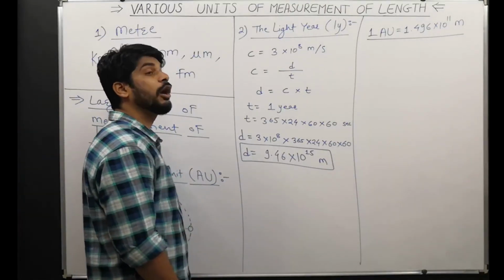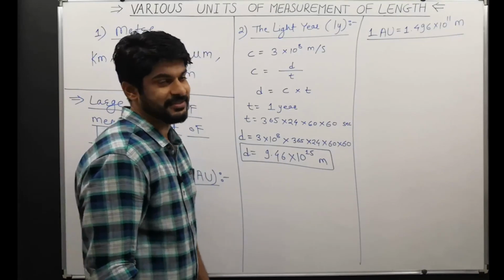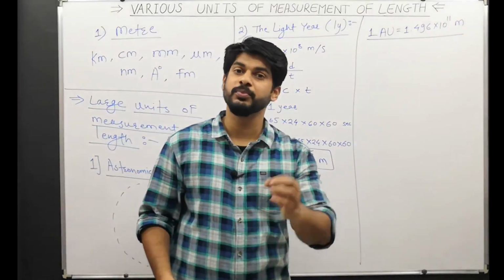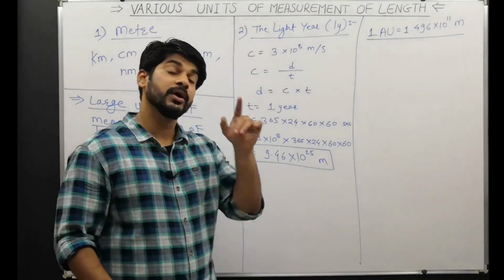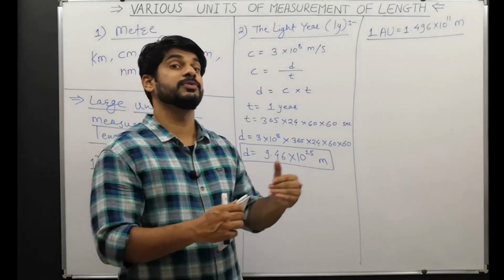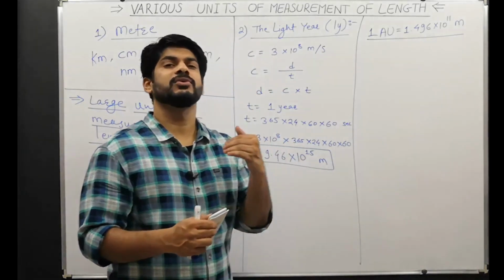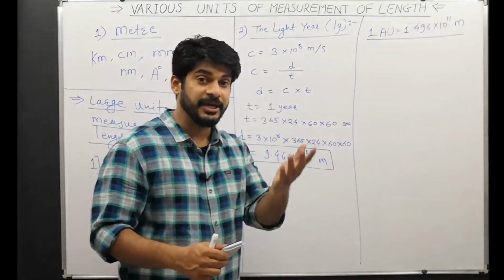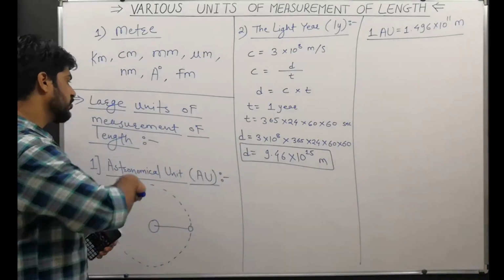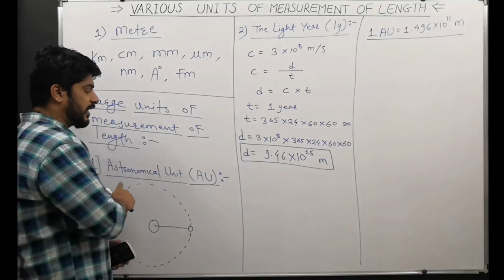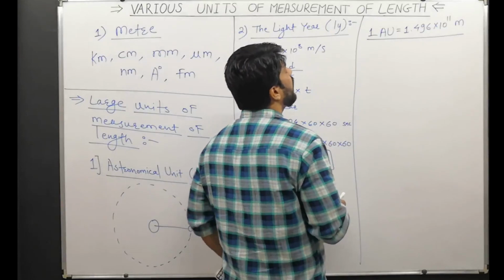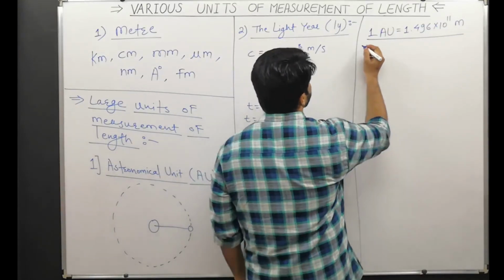So you can imagine how big that number is. That's why this is the unit that we use in astronomical scales, because over there the distances are very large generally, like the distances between the stars. That is very big, generally in light years. So that's why we use it. So this is light year, another unit. Now we move to the other one. After astronomical unit and light year, we move to the next one, and that is called the parsec.